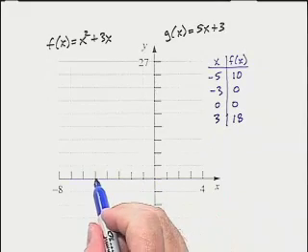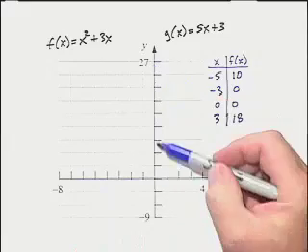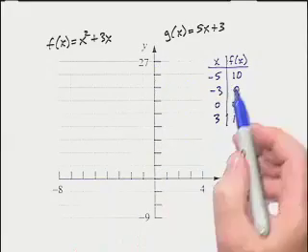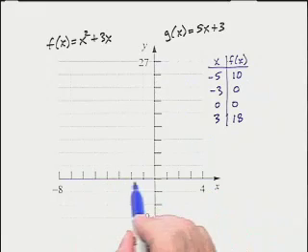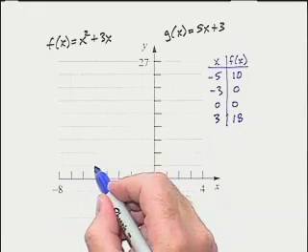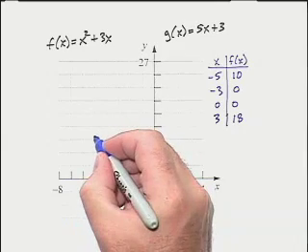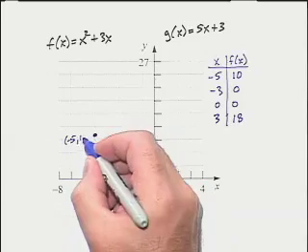1, 2, 3, 4, 5. At negative 5, we look at our scale. The scale on the y-axis is by 3s. We need to be careful when we go up to 10. And our scale along the x-axis is just 1, so we go 1, 2, 3, 4, 5. That's negative 5. We go 3, 6, 9. So this would be our point, (negative 5, 10).